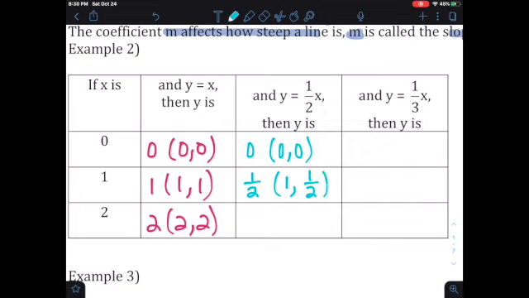Then if you plug in 2, the 2 and the 2 cancel out. If you want me to write it out, it looks like this. So 2 and 2 cancel out. That will give you 1. So that's going to be 2, comma 1. Or half of 2 is 1. So 2, comma 1.